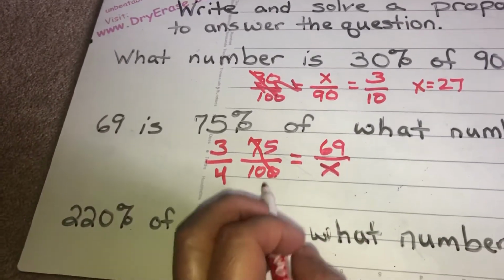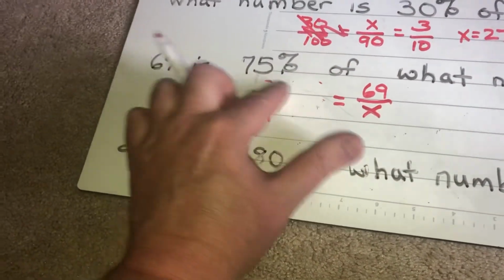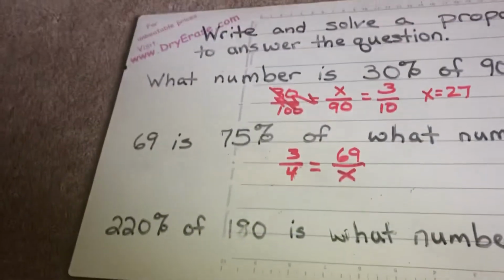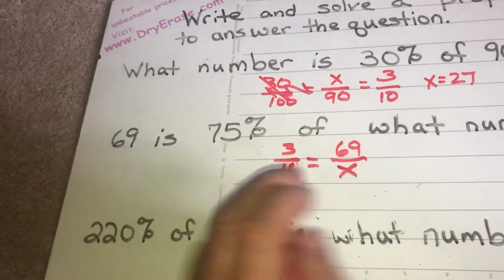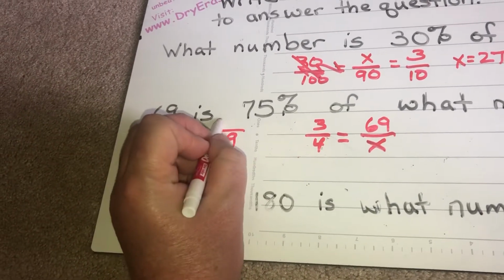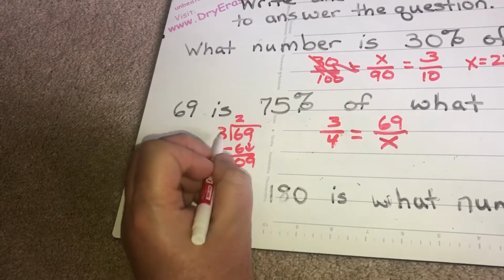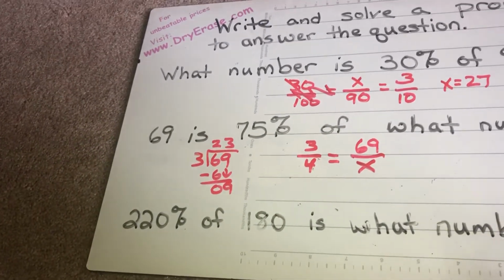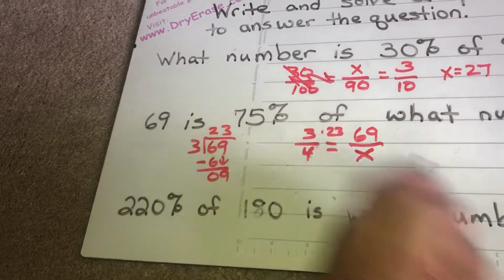Okay, so now I have, if I want to just erase the 75 over 100, and I'm going to go ahead and put my 3/4 a little closer there. 3/4 equals 69 over x. Well, I can say, what did I do to 3 to get 69? Well, I multiplied it by something. But if I take 3 into 69, 3 goes into 6 twice. 2 times 3 is 6. 6 minus 6 is 0. Drop the 9. 3 can go into 9 3 times. I know there's none left over because 3 times 3 is 9. So I see that I did 3 times 23.